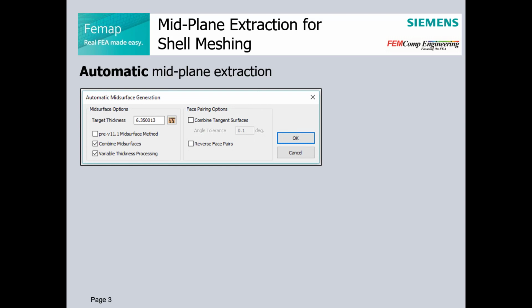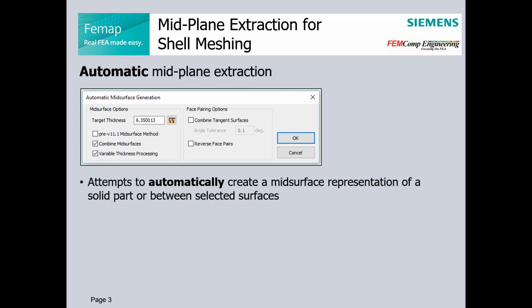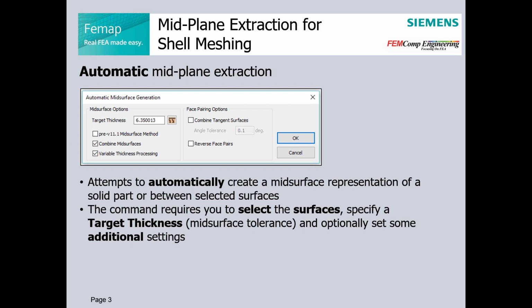Automatic mesh plane extraction will automatically create a mid-surface representation of a solid mesh or between selected surfaces. The method requires a selection of the surfaces, definition of target thickness, and optionally set some additional settings.